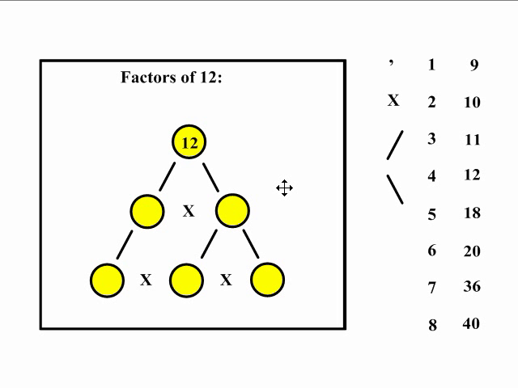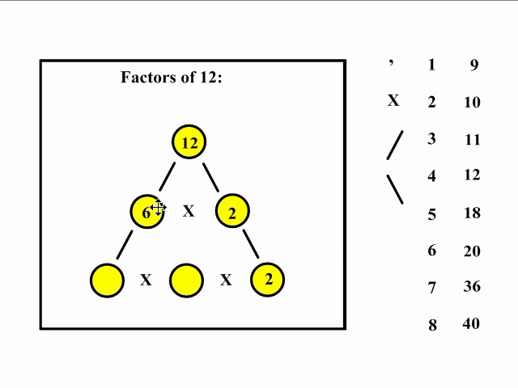Another way of getting 12 is to multiply 6 times 2. So I'll put that on the next level of my factor tree. Two is a prime number. It cannot be factored further. So I'm going to carry the 2 down onto the last branch of the tree.